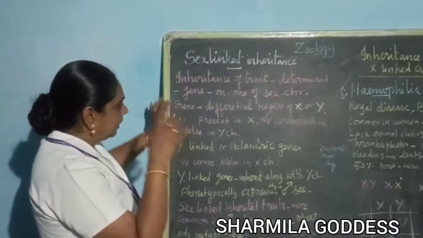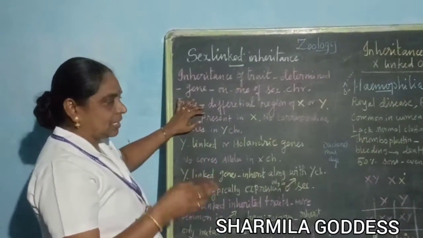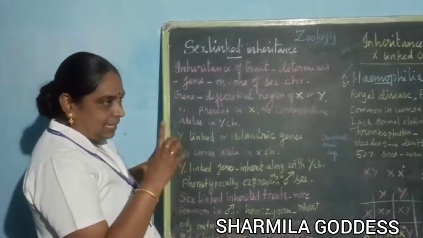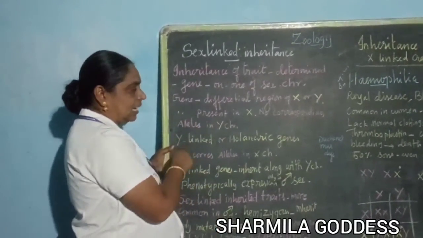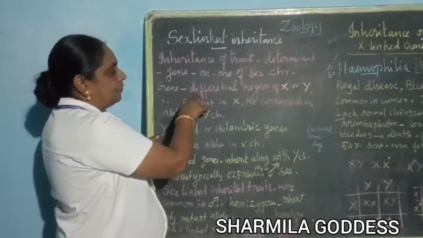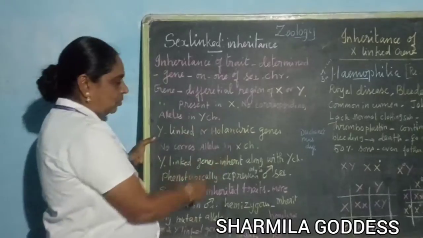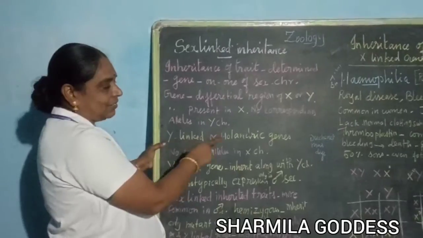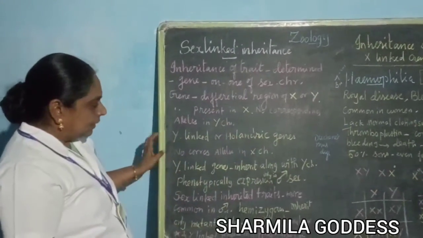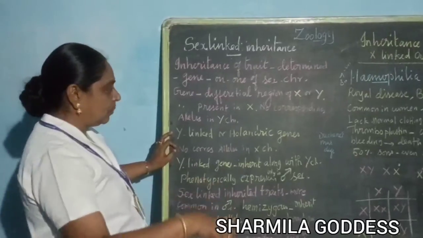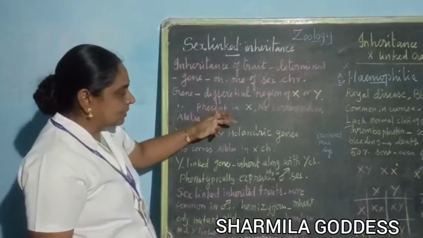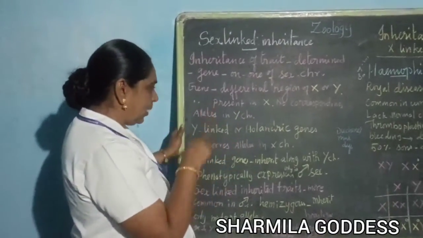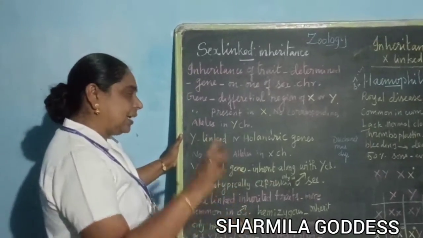Then the genes present in the differential region of the Y chromosome are called Y-linked or hollandric genes. X-linked genes have no special name, but Y-linked genes, which are present in the differential region of the Y chromosome, are otherwise called hollandric genes. They have no corresponding alleles in the X chromosome, just as the X-linked genes have no corresponding allele in the Y chromosome.